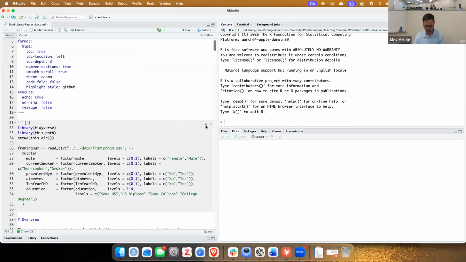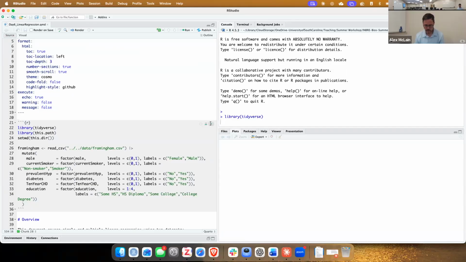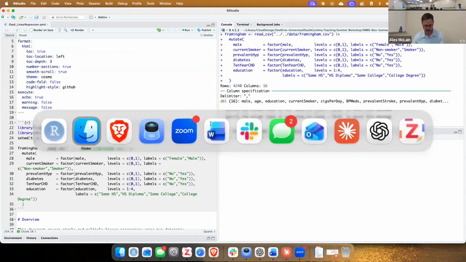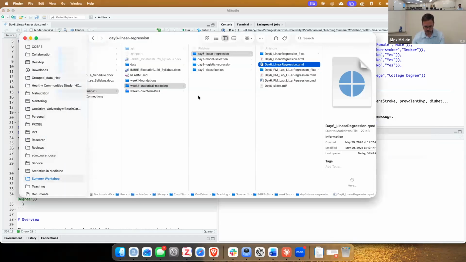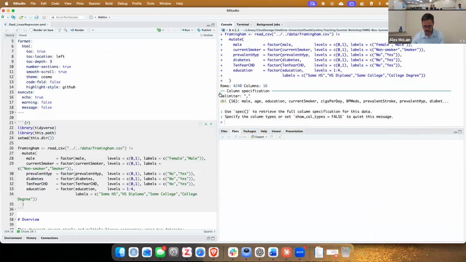The most important thing is to run this first one to make sure that all the packages that we need are going to be loaded in. Again, if you have your file structure the way I do here, so this .qmd file is in week 2 statistical modeling, day 6 linear regression. If it's in there, then this part should run fine, and the data should load in.